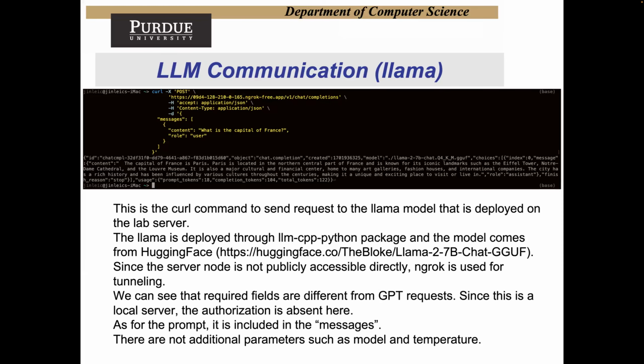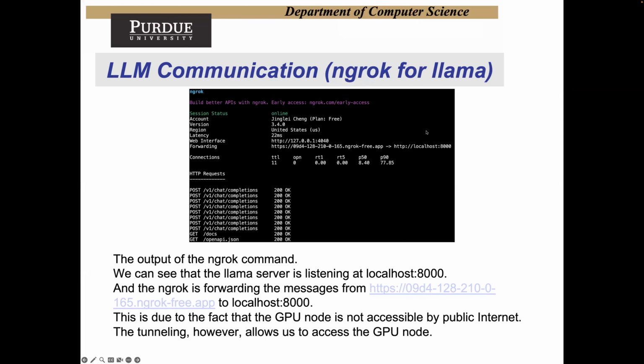And here are a bit more details about ngrok for Llama. We can see that here is HTTP localhost 8000, which means that the Llama server is listening at localhost 8000. And this is not accessible by the public internet. So we need to forward the messages from an outside URL, which is here. It's generated by ngrok. And this can affect the network latency. We can see that the latency here is 22 microseconds. But it is what we have to do because the GPU node is not publicly accessible for security reasons.